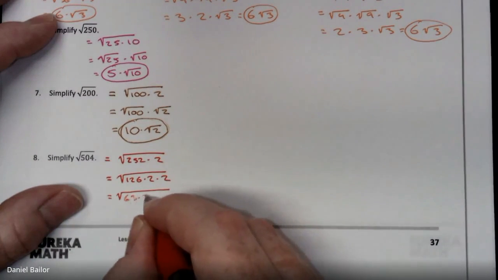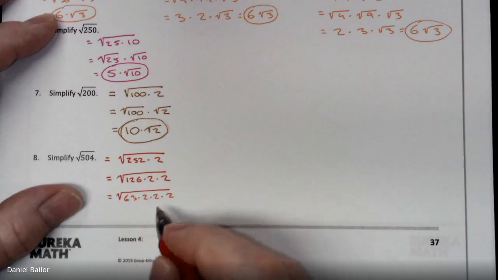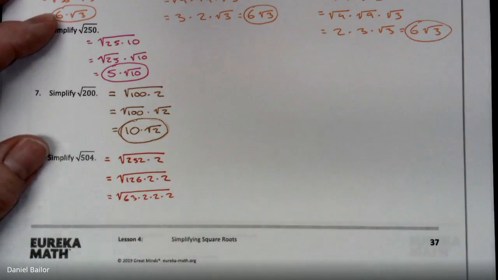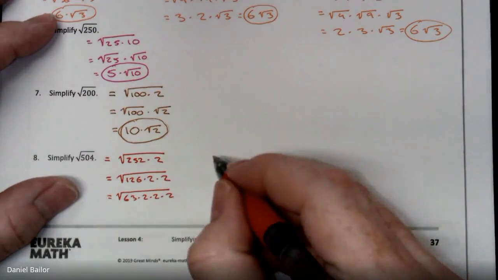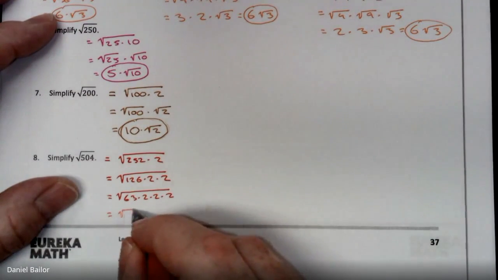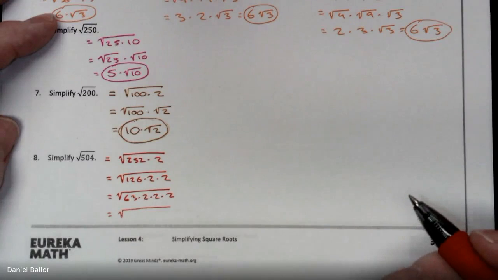63 times 2 times 2 times 2. 63 also breaks because I can divide by 3. I can divide by 3. You can see how long this is taking me. There is a faster way to do this, but that's okay.